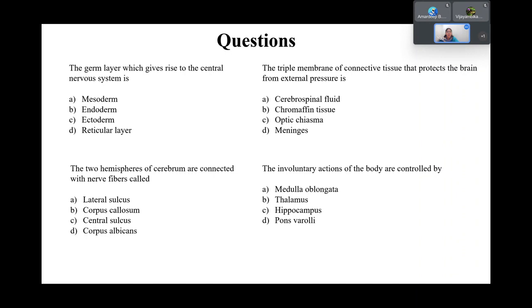Okay, the next question is the area deep in the brain where the pineal gland is found. So this was either thalamus, epithalamus, metathalamus, or diencephalon. Next, the primary control center for reflex action is present in which of these regions? Next, the nervous system that maintains homeostasis of internal organs and initiates stress response is which region or which system? And the next is, the facial nerve originates at which of these sites? So this also we have discussed. Which of these parts is responsible for facial expression?